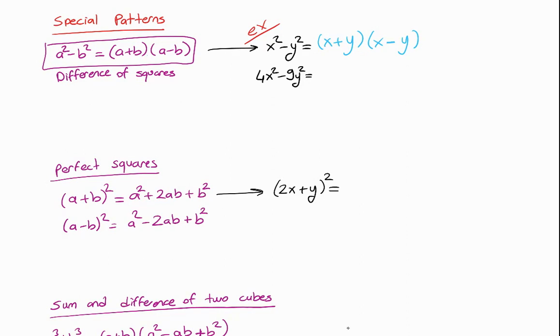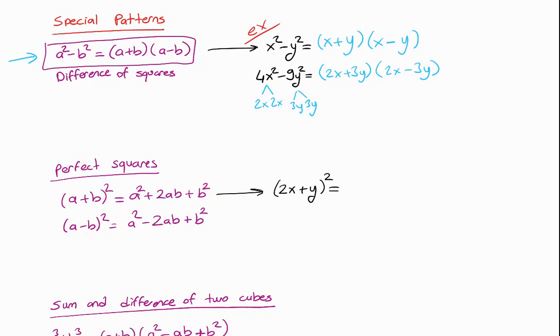Okay, how about this example? Here I have 2x and 3y. So I will write 2x plus 3y multiplied by 2x minus 3y. Okay, this is a special pattern. I mean, this is like a formula, you have to memorize it. So we say this is the difference of squares.